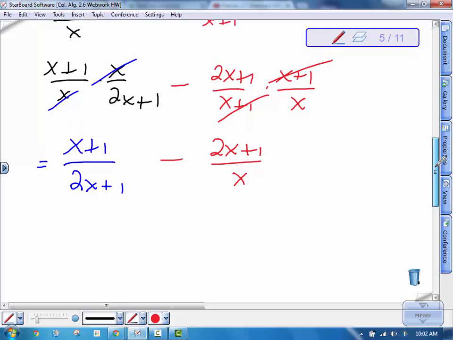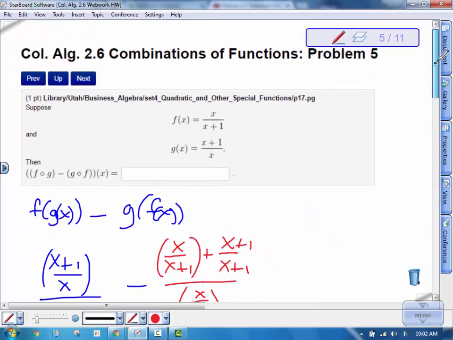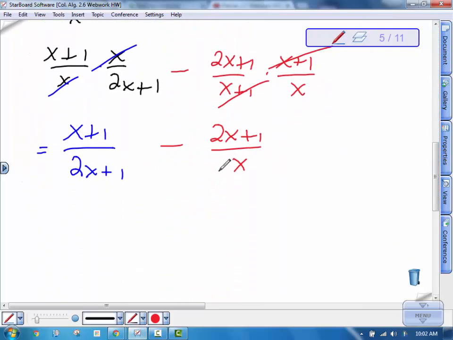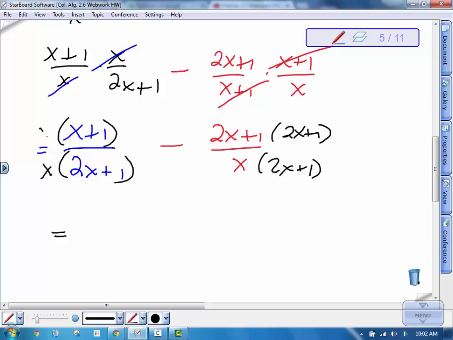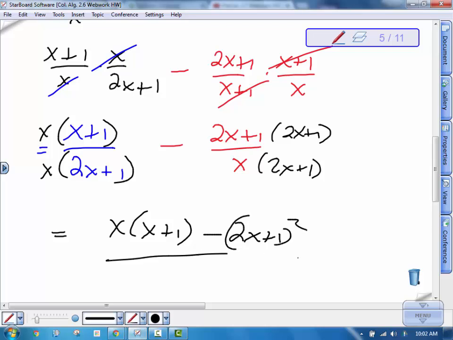Now I want to subtract these, and I don't know how they want us to give the answer. This should work to enter as the answer, but I'm going to try to simplify it. I don't know that it's going to simplify much, if any. But to simplify, I need to multiply the top and the bottom of this one by 2x plus 1, and then multiply the top and the bottom of this one by x. And that would give me x times x plus 1 minus 2x plus 1 squared all over x times 2x plus 1. I don't know if that's really that much more simplified.